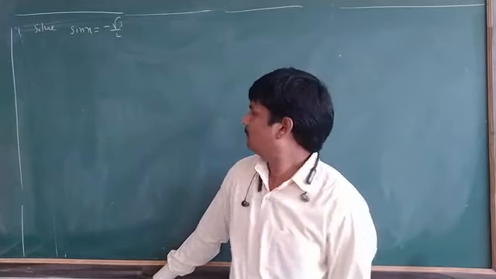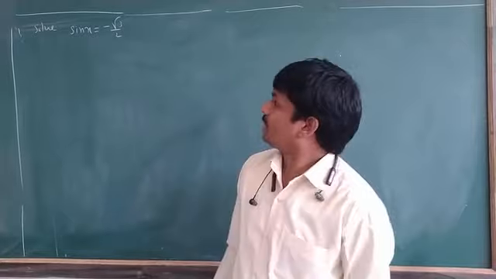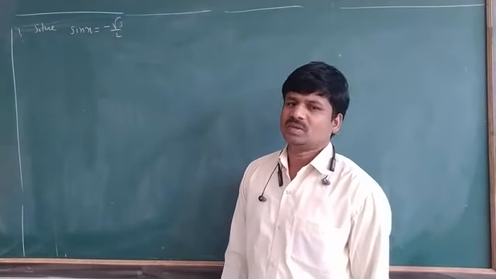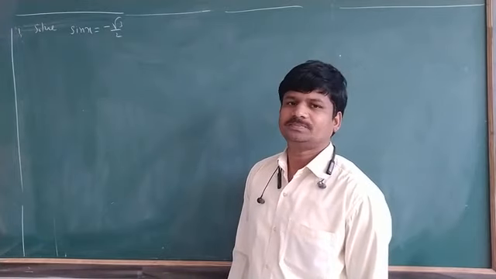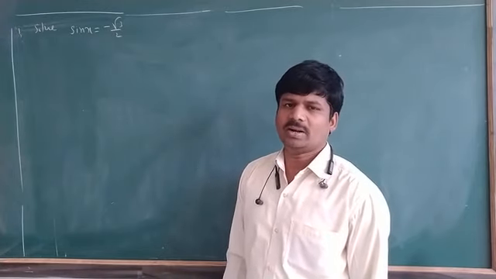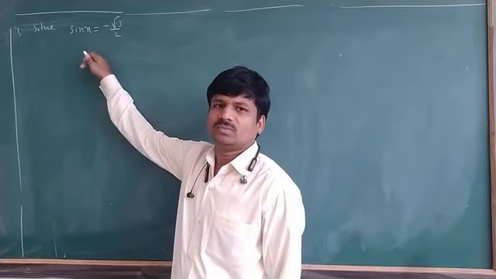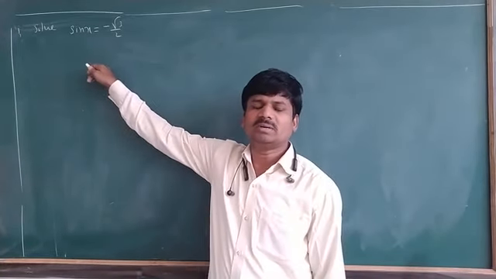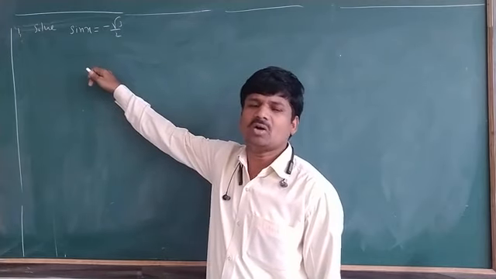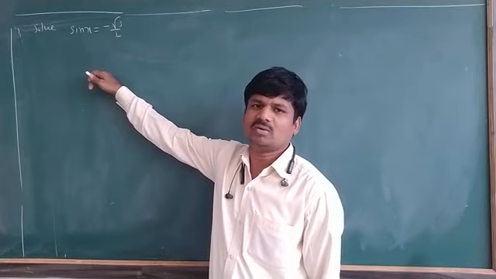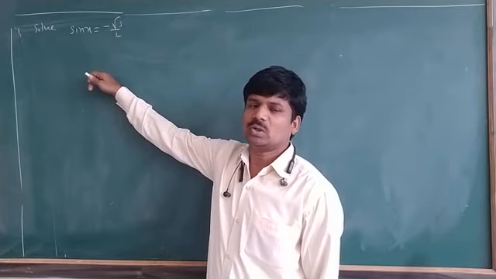Now I am going to solve this one. Simply they will give it like this: solve the trigonometric equation sin x is equal to minus root 3 by 2. Solve means we have to find the general solution. Solution means the general solution we have to find.